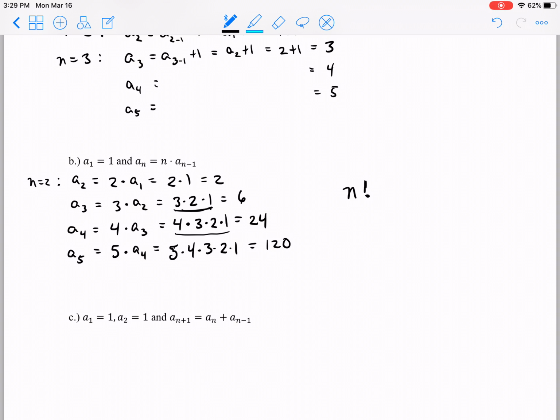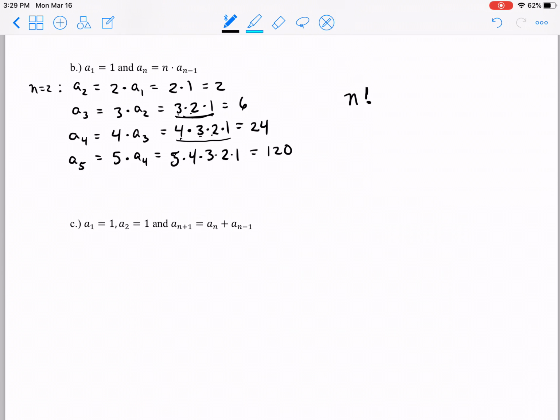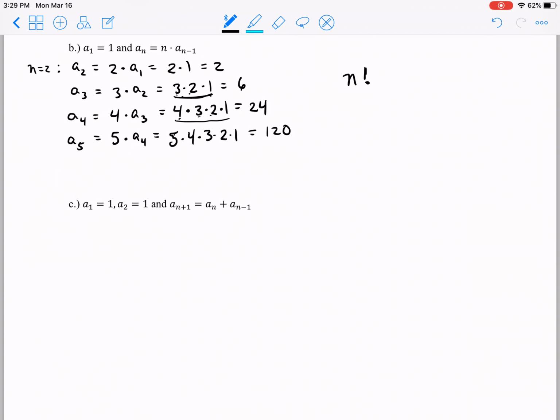This is 2 times 1, this is 3 times 2 times 1, this is 4 times 3 times 2 times 1, 5 times 4 times 3 times 2 times 1. The next one would be 6 times 5 times 4 times 3 times 2 times 1. So this is actually a recursive way to do factorials. Okay, so let's take a look at one more here.